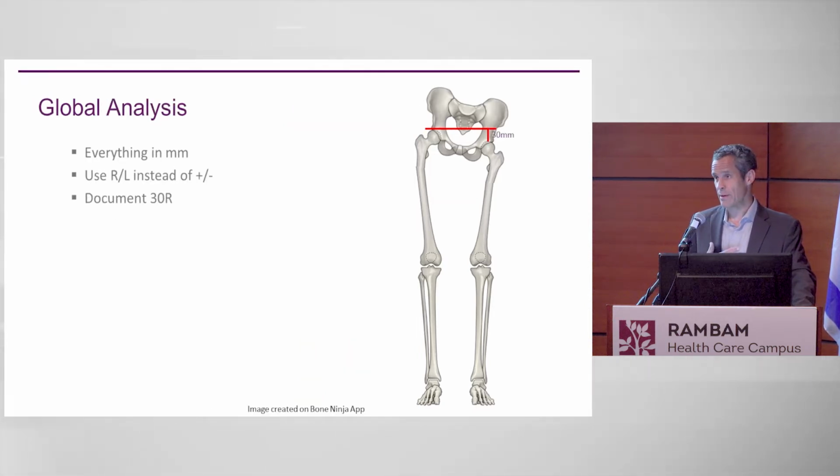So I typically like to write my numbers on my charts in millimeters because I don't have to worry about the decimal points, and it's nice and accurate. And instead of saying plus or minus and this one's more than that or less, I just put an R or an L next to the side that's the longer side. And so in a case like this where the right leg is longer than the left leg, we have 30 millimeters longer on the right side, I would write global LLD 30R. That's 30 millimeters longer on the right side.